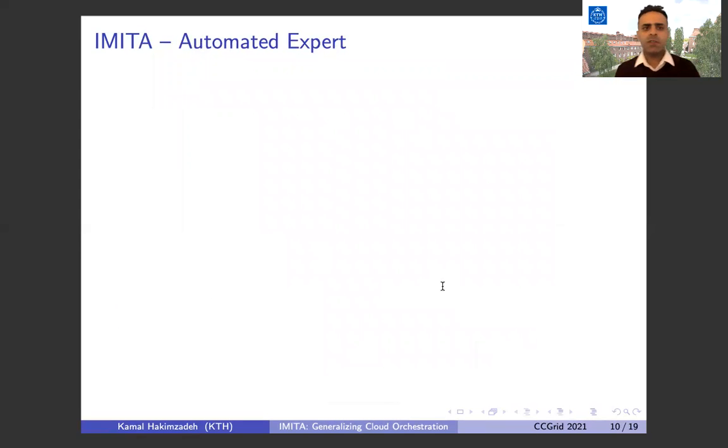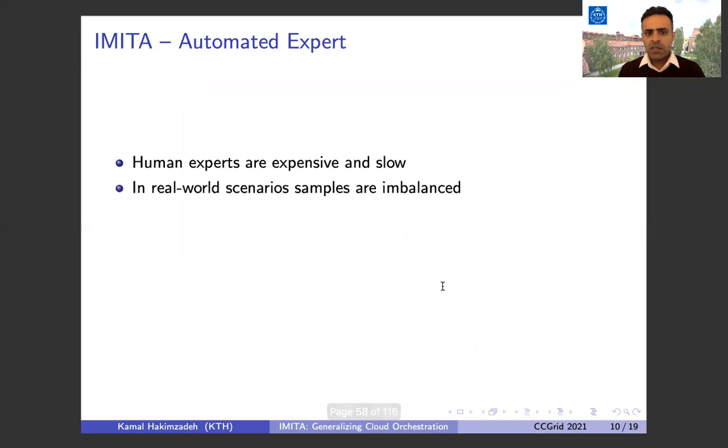So what is the expert that we use? As we know, human experts are expensive and slow to be used for this kind of training. In a real world scenario, samples are imbalanced. Even if you have an expert, most of the time the system is in a healthy and unsaturated situation. But as soon as it enters a saturated state, the expert will take an action, and we don't have many examples of saturation. So the samples are very imbalanced between saturated and unsaturated, and that's not going to give us a good result in a machine learning model.